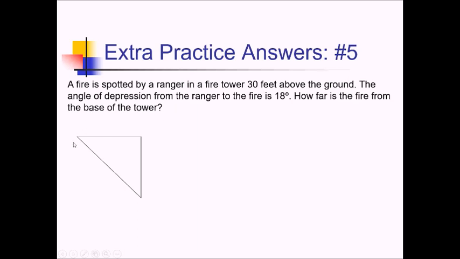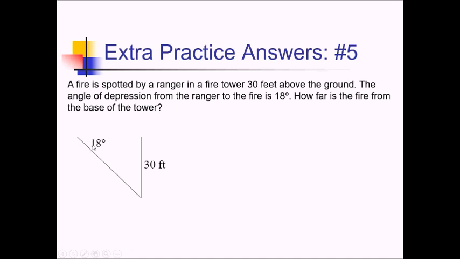Well, the tower's over here. So this is a vertical distance right here of 30 feet, but that is the same as this vertical side of the triangle over here. So we'll put the 30 feet on this side. And then they said the angle of depression was 18 degrees. That's the angle between the horizontal and the hypotenuse. So that's this angle right here in the triangle.